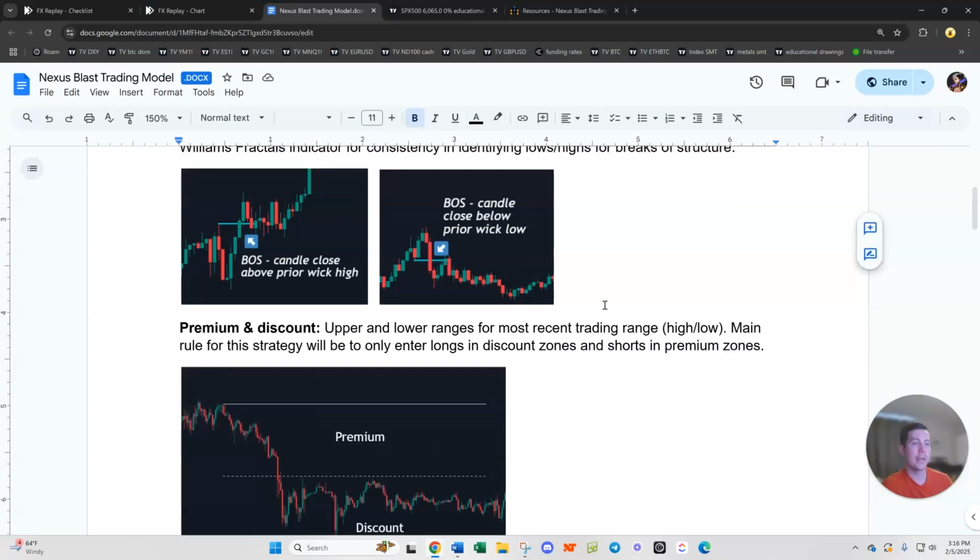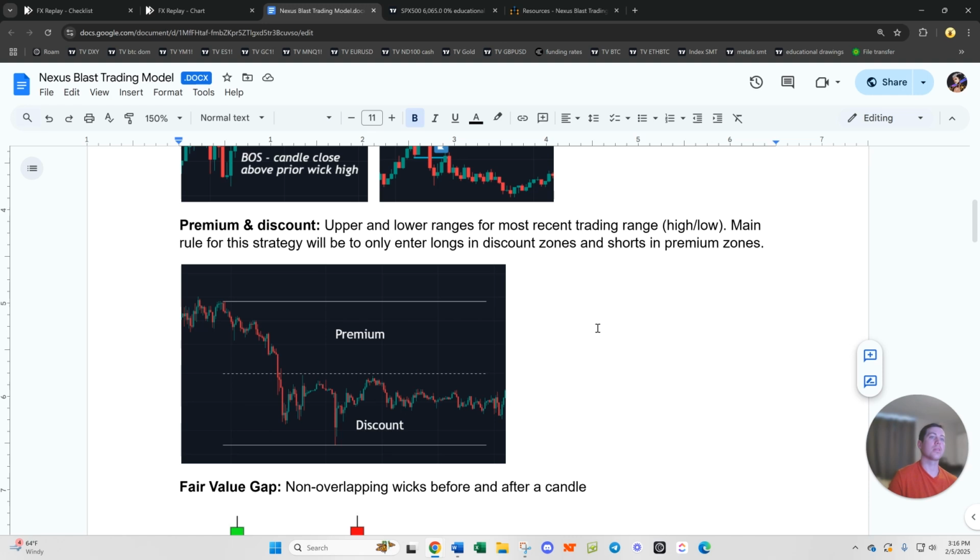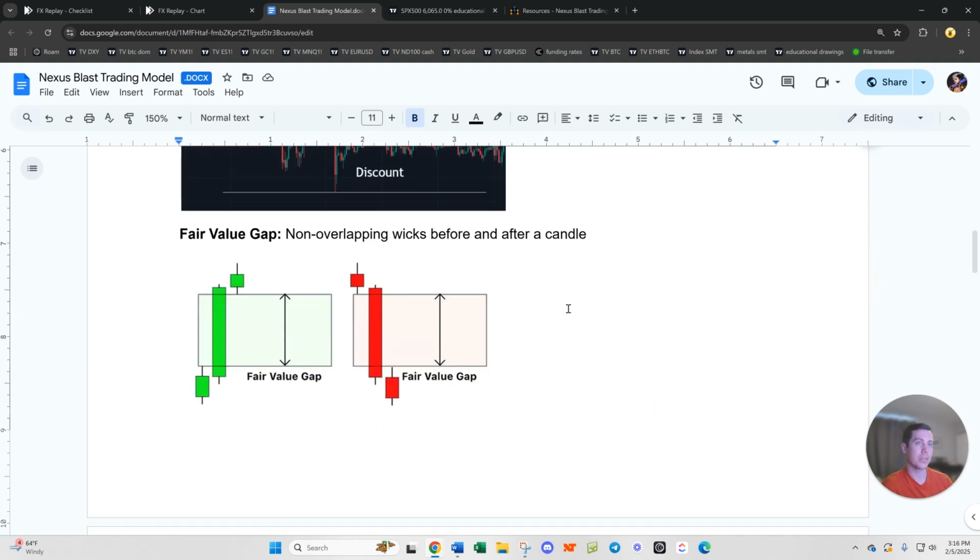This is the break of structure that we use today. There's also a concept ICT uses called premium and discount. Basically, you take the high and low of the recent range, and the lower 50% is the discount range, the upper 50% is the premium range. The whole idea is we only want to be shorting in the premium, when price is relatively expensive, and we only want to be longing in discount. So if the trade meets our other criteria, we also need to make sure that we're following this premium and discount methodology.